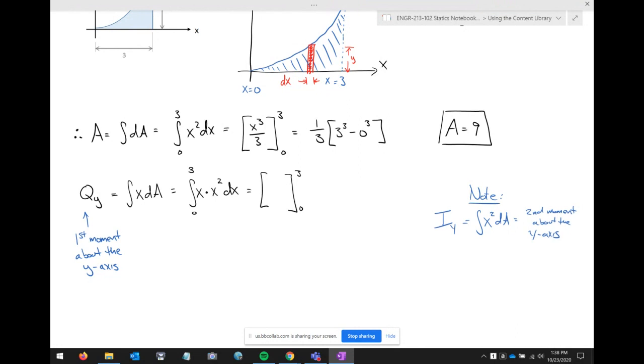Making sure everybody's awake on this Friday. 1/4 x to the 4th. So x to the 4th over 4. This is 1/4. Then we've got 3 to the 4th minus 0 to the 4th. And so here, let me do some stuff here.